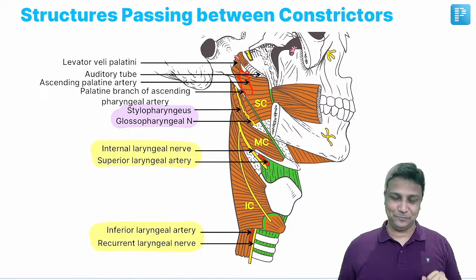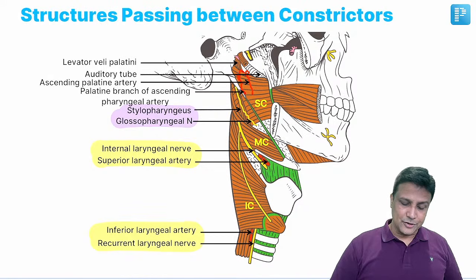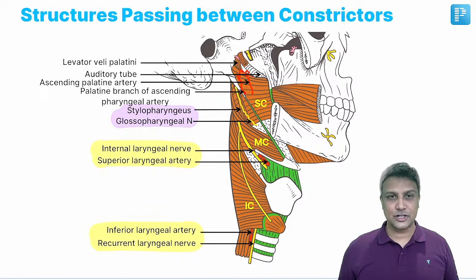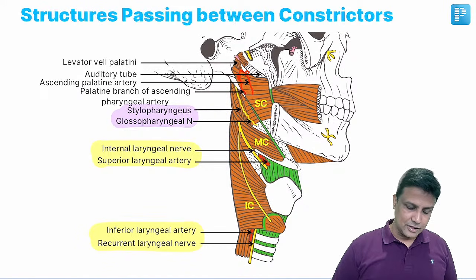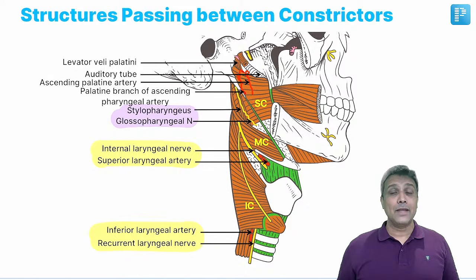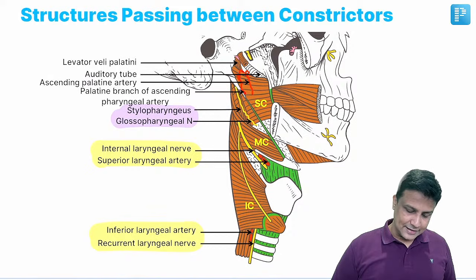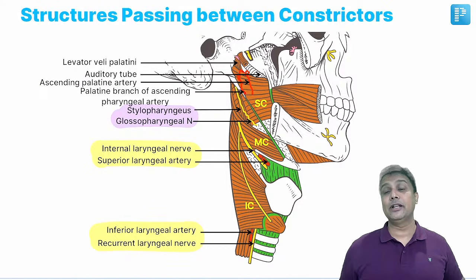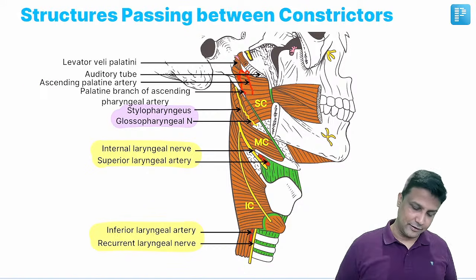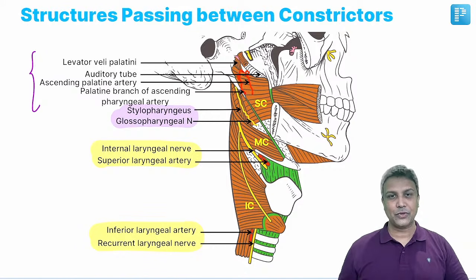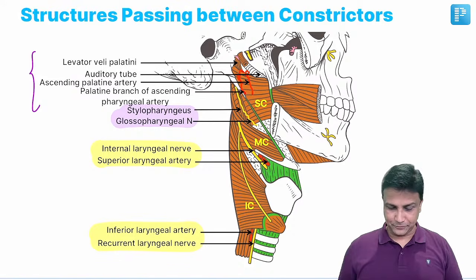That is how you're going to actually remember these structures. It makes sense here. Now finally, what are the structures present above the superior constrictor? Number one, you'll be able to find the auditory tube here, the eustachian tube. Along with that, there will be the levator veli palatini muscle. And then along with that, there will be 2 arteries. Please remember the names very carefully here. One is the ascending palatine artery. Another one will be the palatine branch of the ascending pharyngeal artery. Now all these structures are going to pass above the superior constrictor. I hope this concept is also very much clear.